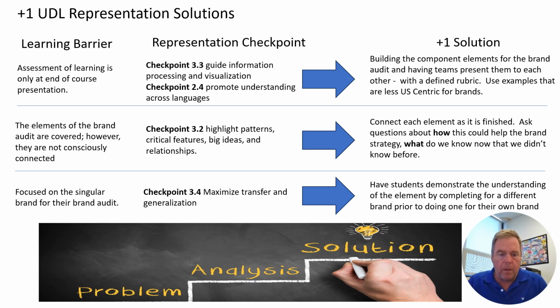The second one is that the elements of the audit are covered. However, they're not consciously connected. And I think the pyramid that I showed earlier shows that we were trying to get to strategic and tactical recommendations. In order to do that, it has to be connected, so people can see the forest for the trees. I want to make sure that we connect each element, and they know how and why someone would use this, and what we know now that we didn't know before.